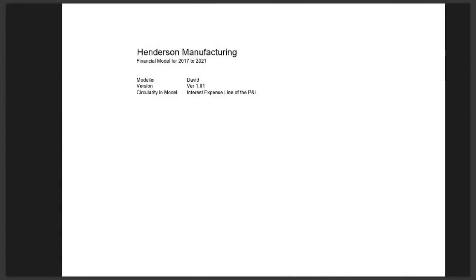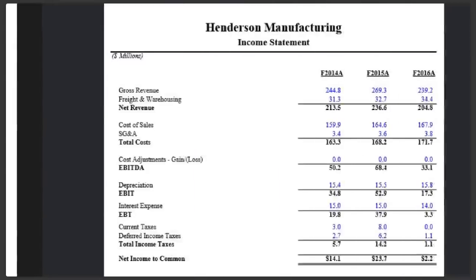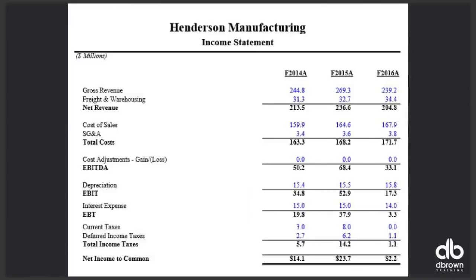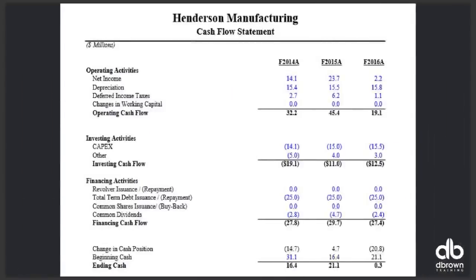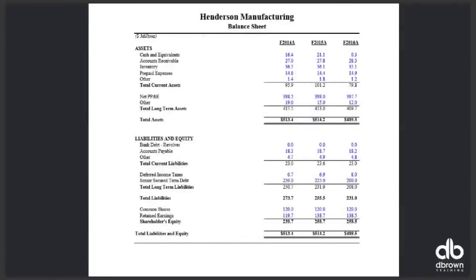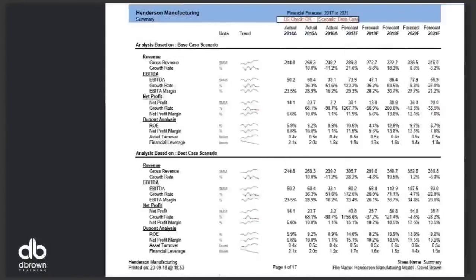Then this is just an example of a printed version of a solution for this Henderson manufacturing. Once you finish your exam, just do a Control P and see if it is printable. And if it's printable, it should give you something like this. You can see the income statement on the page. This is the historical financials, which you'll be given in the exams.